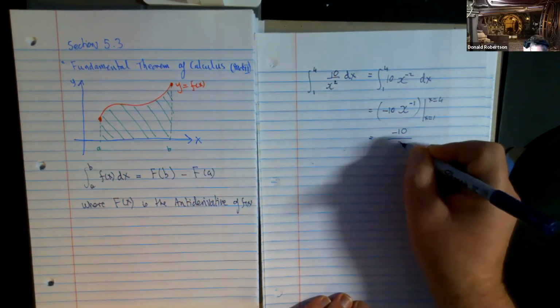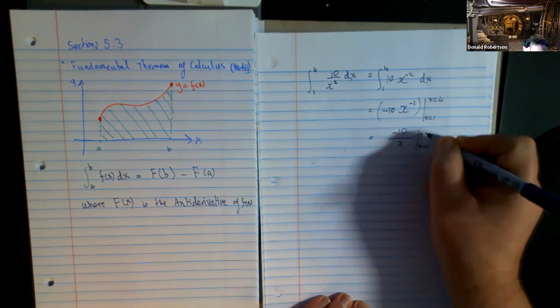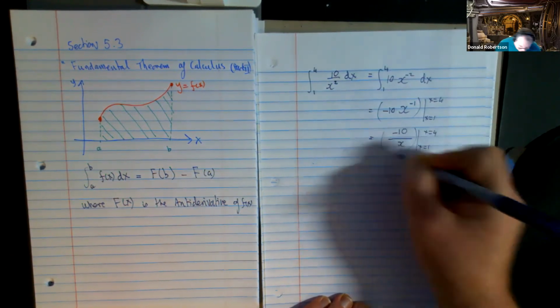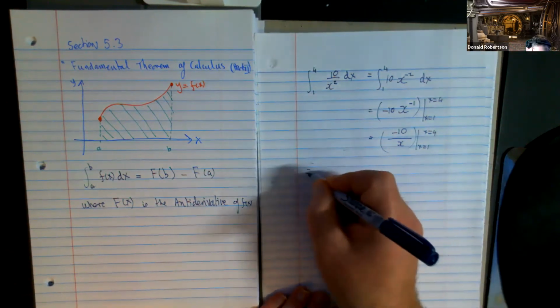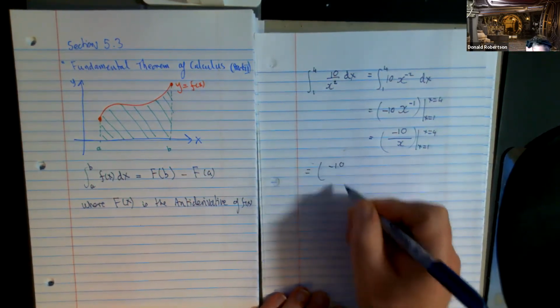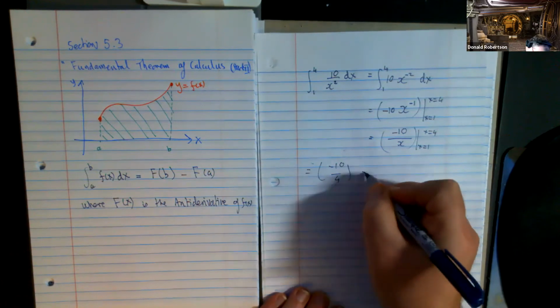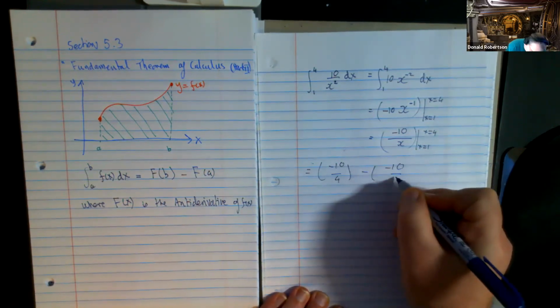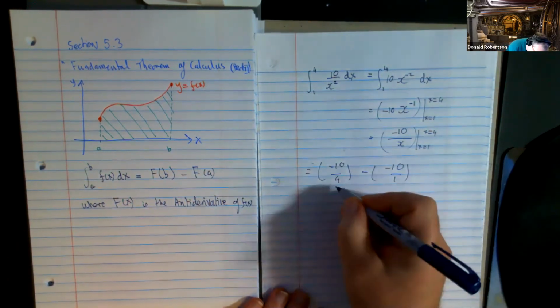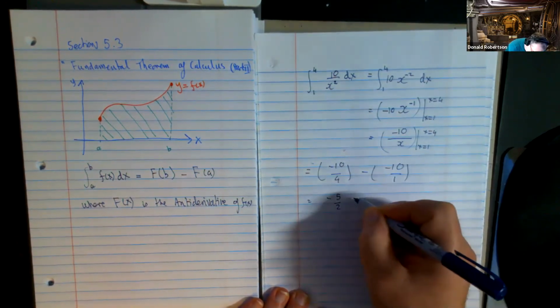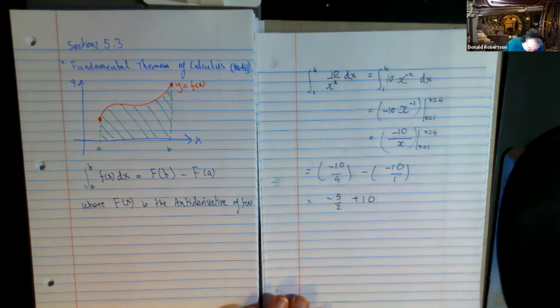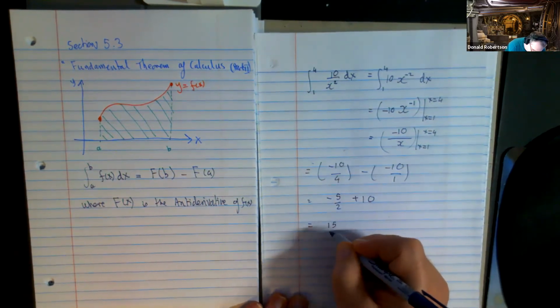Are you comfortable with -10 x to the -1 is the same thing as -10 over an x? You're comfortable with that? Now, when you start plugging in the numbers, you'll see the advantage to that. -10 over 4, take away -10 over 1. This guy simplifies down to -5/2. This guy becomes +10, and I believe you finish with 15/2.